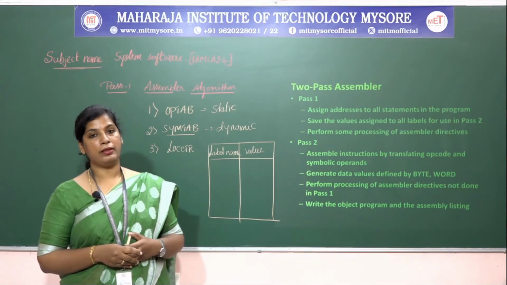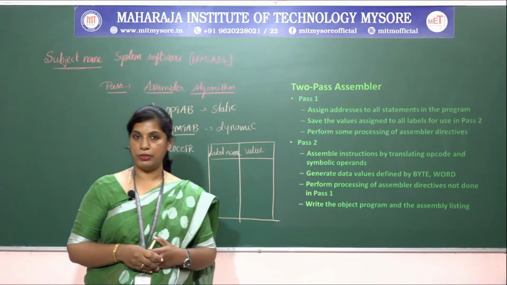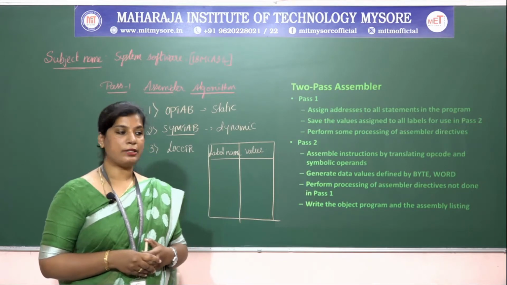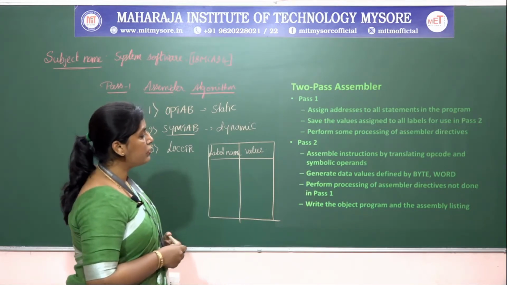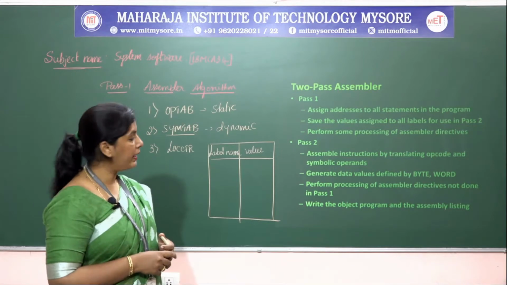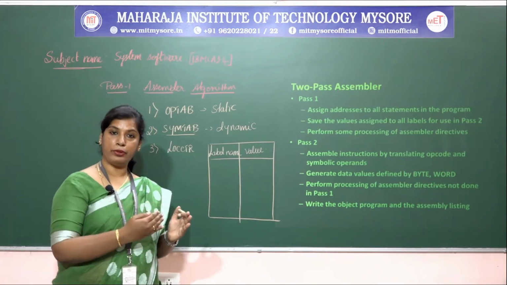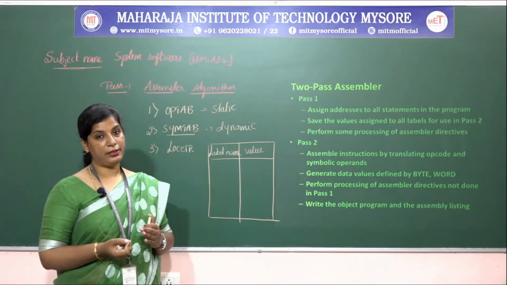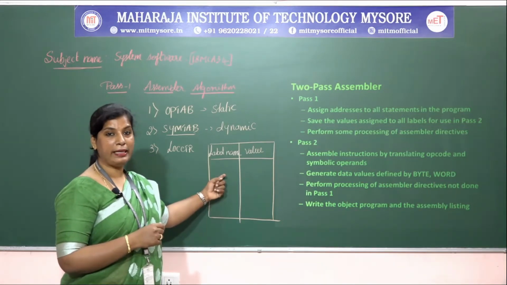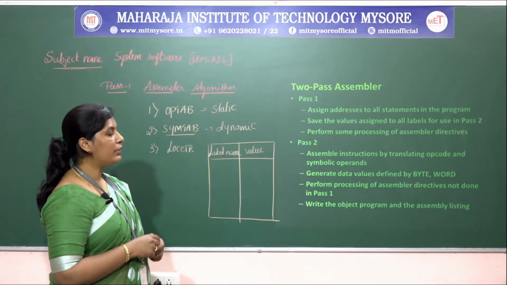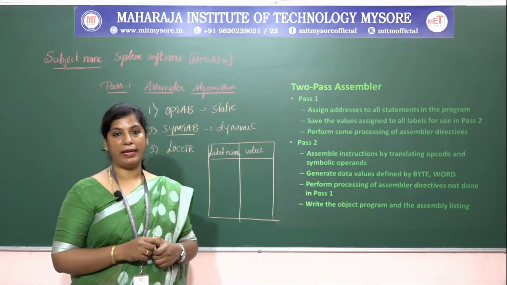During pass 2, the same opcode table is used for actual translation. Here it assembles the instructions by translating the opcode and the operand address. To translate the opcode, it gets the value from the opcode table. To translate the address, it gets the value from the symbol table which was created by the pass 1 assembler. Next, it generates the data values defined by using BYTE and WORD.